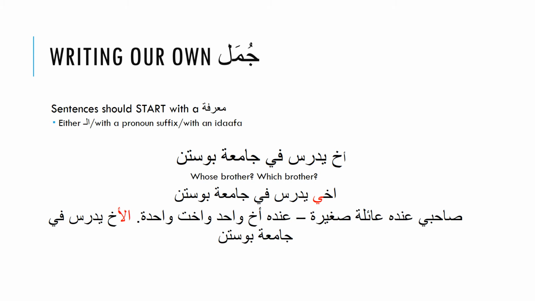Alternately, if we're talking within that context, we can use the "al" to tell us this is a brother you should know about. So صاحبي عنده عائلة صغيرة. عنده أخ واحد وأخت واحدة. الأخ يدرس في جامعة بوسطن.